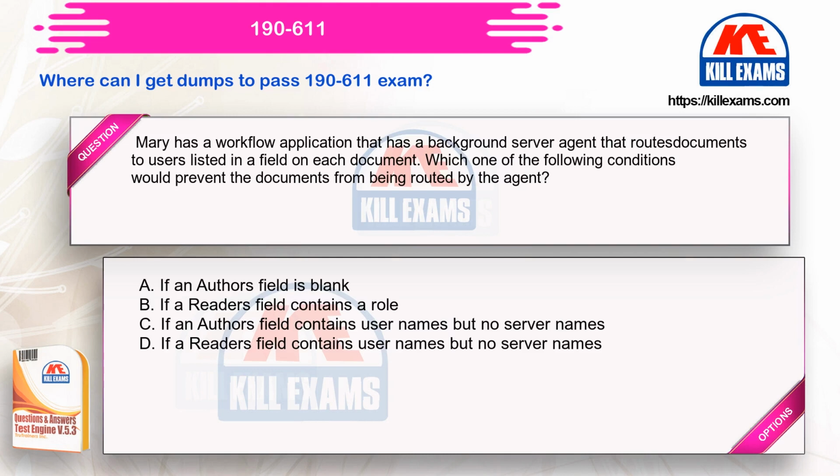Option A. If an author's field is blank. Option B. If a reader's field contains a role. Option C. If an author's field contains user names but no server names. Option D. If a reader's field contains user names but no server names.